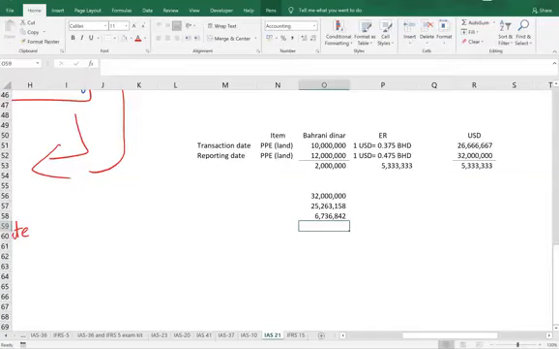All right. So for monetary items, it's always PNL. For non-monetary items, it depends on what standard is being applied and what treatment the standard asks you to do for the relevant item. That would be the treatment for exchange loss or exchange gain. You understand?